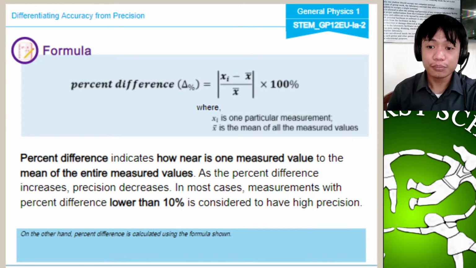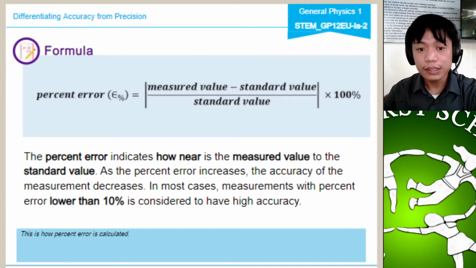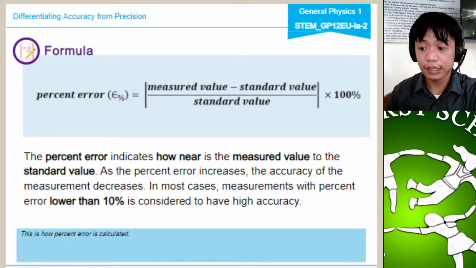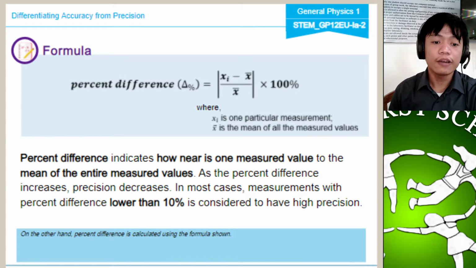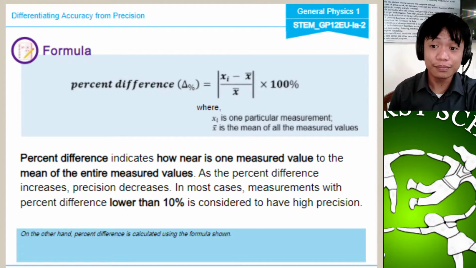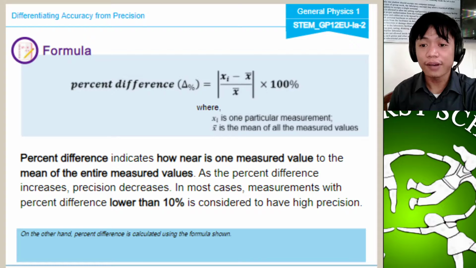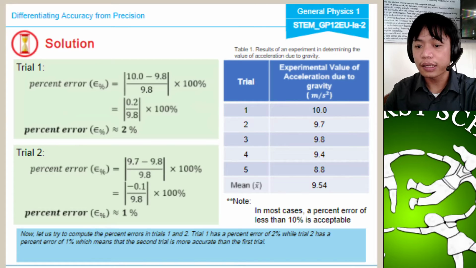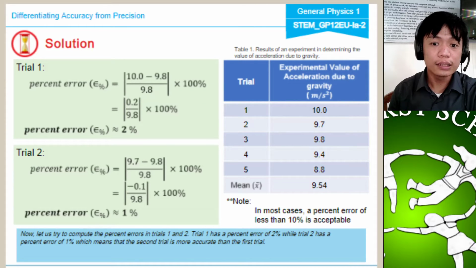So, meaning to say, dun kanina sa ating percent error, kapag lower than 10% ang iyong percent error, meaning to say you have high accuracy. Dito naman sa ating percent difference, if you have lower than 10%, you have high precision. Meaning to say, malayo ka na sa maaari, okay? Maaring malapit ka sa accuracy, but you have a high precision. So, for you to understand more regarding this, we have this solution.